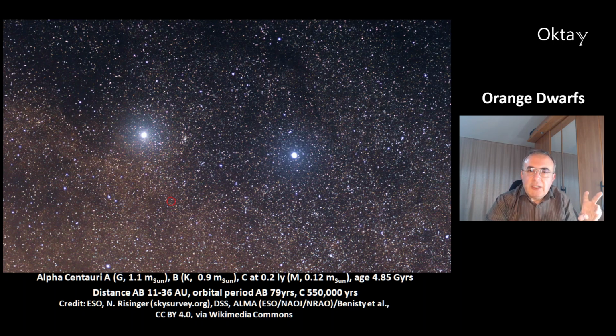This system has an age of 4.85 billion years. That's 250 million years older than the solar system. The distance of the two big stars changes between 11 and 36 AU. 1 AU is the Earth-Sun distance, 150 million kilometers. The orbital period of the two big stars is 79 years. And the orbital period of the third, Proxima Centauri, is 550,000 years.